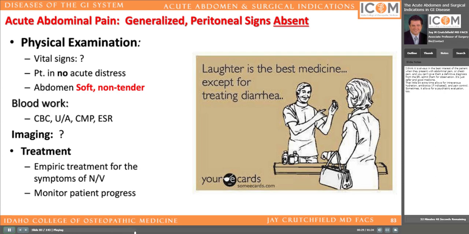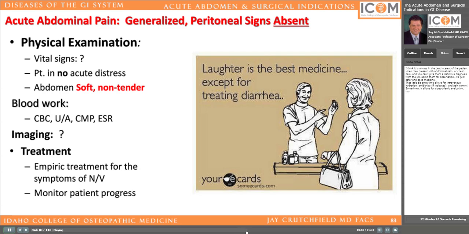of a CBC, a urinalysis, an erythrocyte sedimentation rate, which is a marker for underlying inflammation, and a comprehensive metabolic panel, which is Medicare's term for a set of liver enzymes, a set of electrolytes, glucose, BUN, creatinine, calcium, and a couple other markers. Imaging may or may not be indicated depending on what our blood work and our physical exam shows.